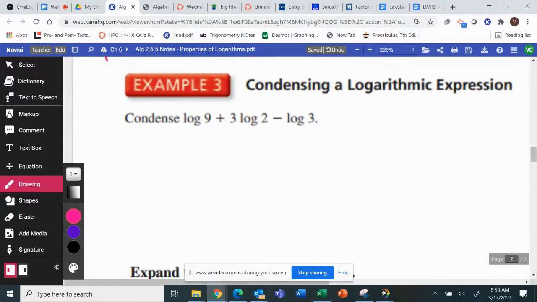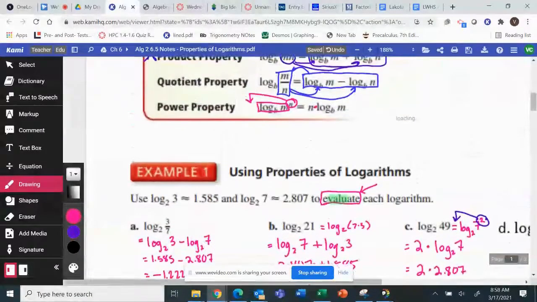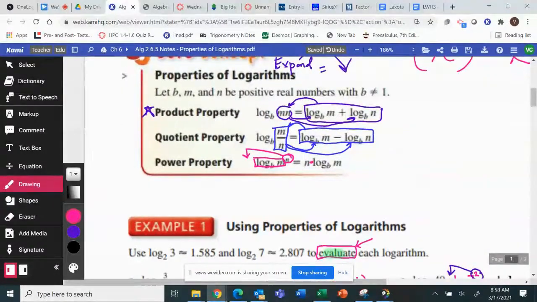All right, the next example is condensing a logarithm. Condensing would be the opposite of expanding. Condensing would be for all these properties. You're going to be given this side, and you'll have to go backwards in the property. So when condensing, you will end up with one logarithm when you're done. You will not have the word log written more than once. You will only write log once.